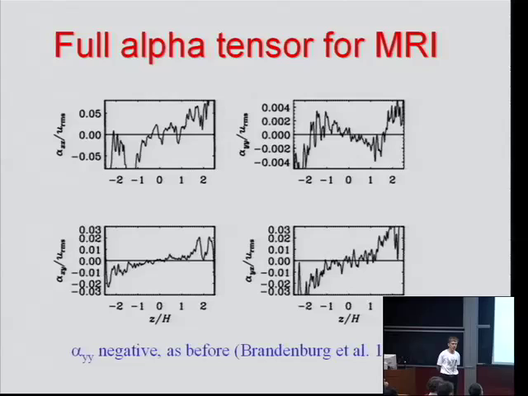And now I come back to MRI again. So this was just for validation of this method and reference to previous papers, all of 2008. Now application to full MRI. And we see here the important component of the alpha tensor, which is the YY component, amplifying a poloidal magnetic field from a toroidal magnetic field.